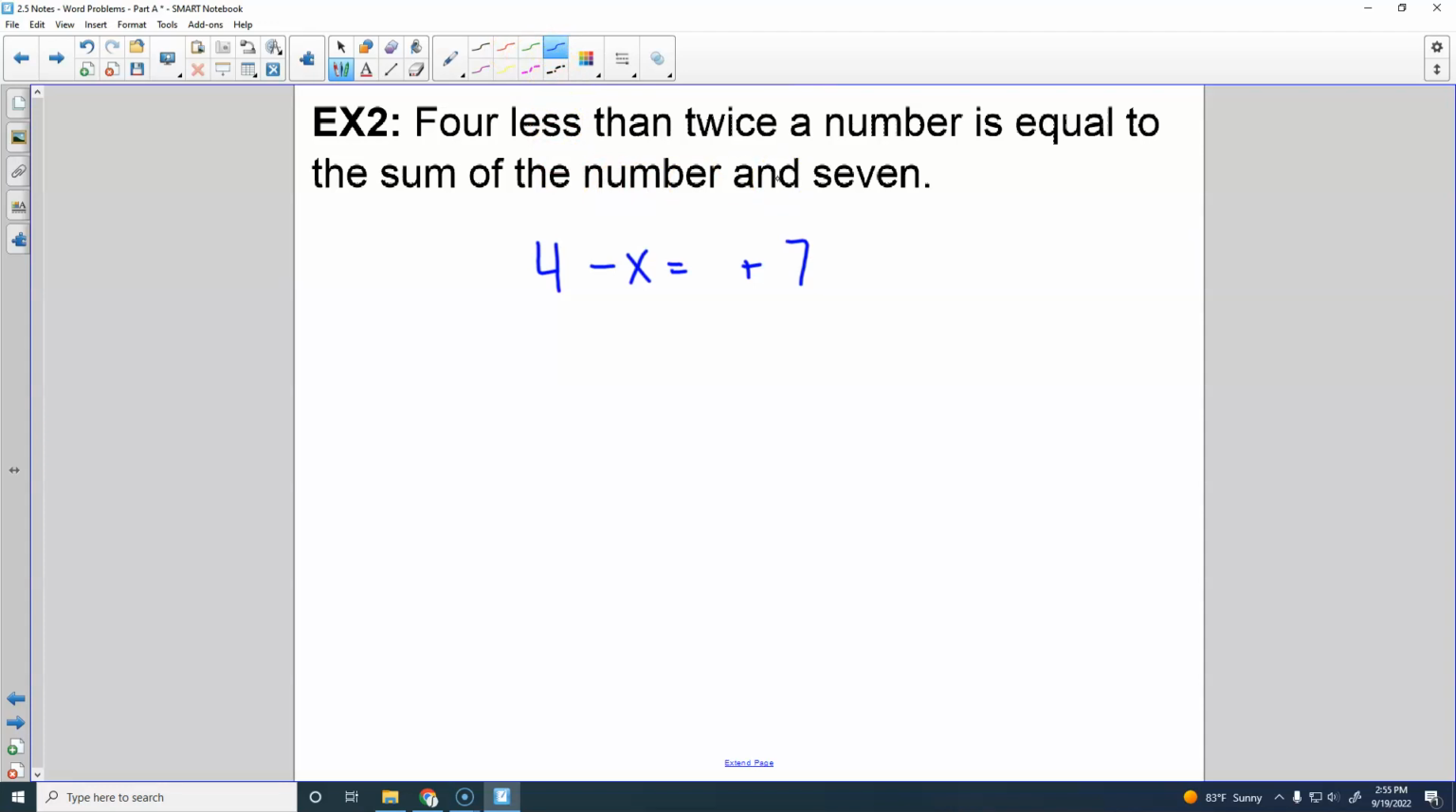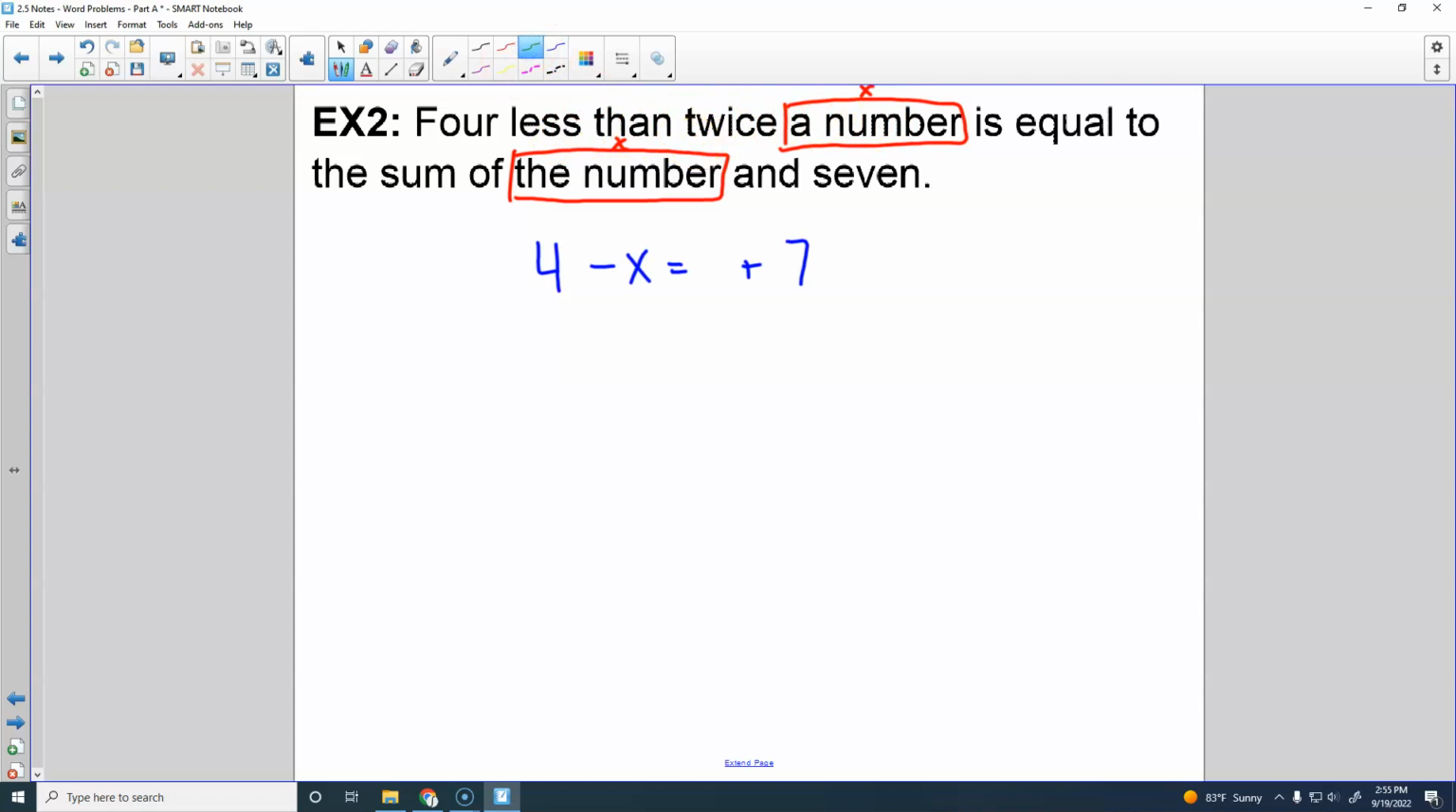All right, so first of all, let's ask ourselves, what is the unknown thing here? What do we not know? The number, right? So when we see a number, that's where we're using our x. So when we see this number right here again, that's going to be our x. So 4 less than, that's the minus 4 part, twice a number.